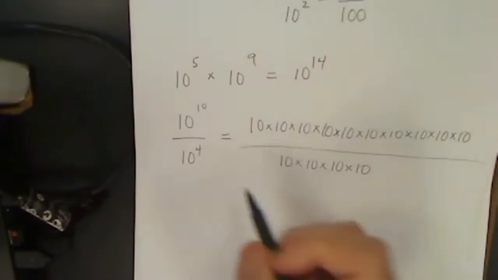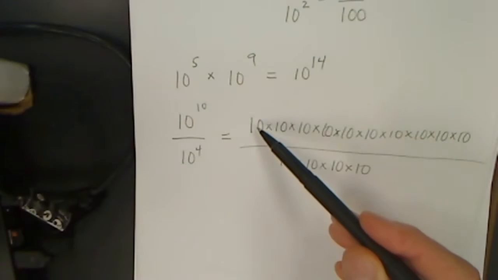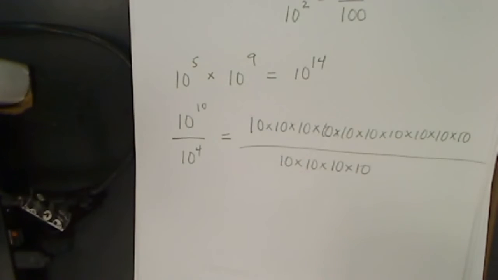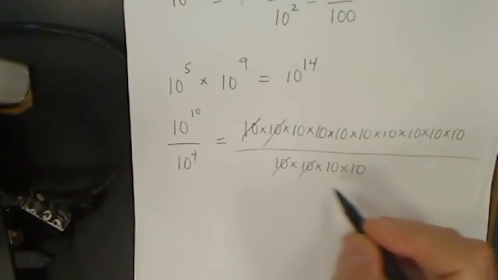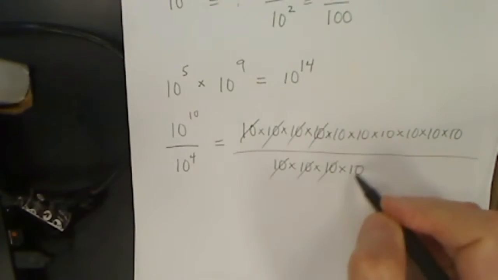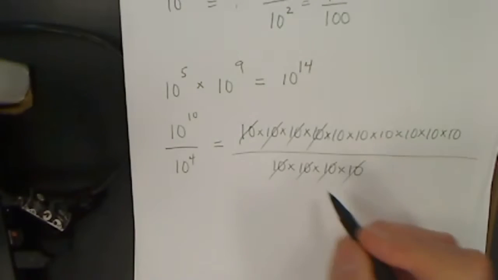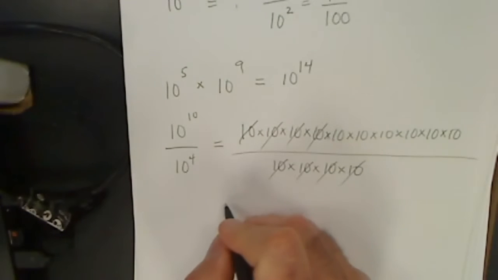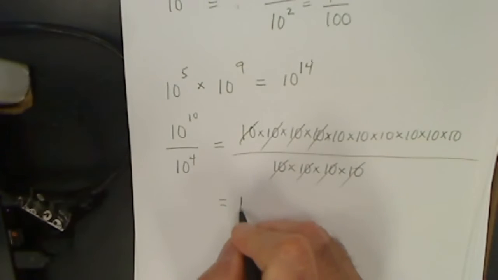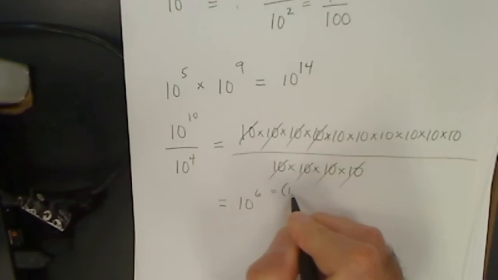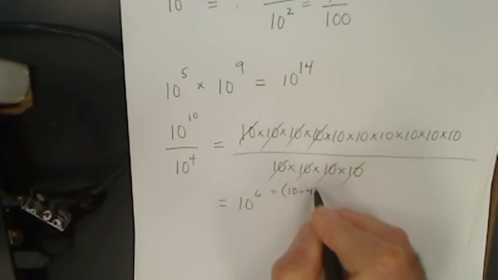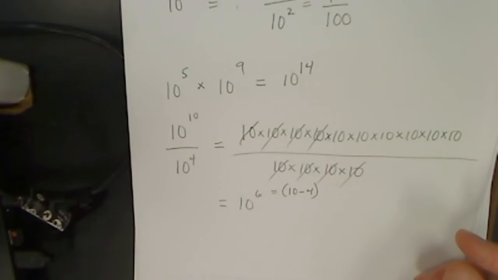Now, do you remember in math, when you have the same number in the top and in the bottom, what can you do? You can cross it off, right? So one of these, two of these, 3, 4. So I cross off 4 of them. How many are still left? 6. So 10 to the 6. So how do you get 6? This is what we did. We did 10 minus 4.